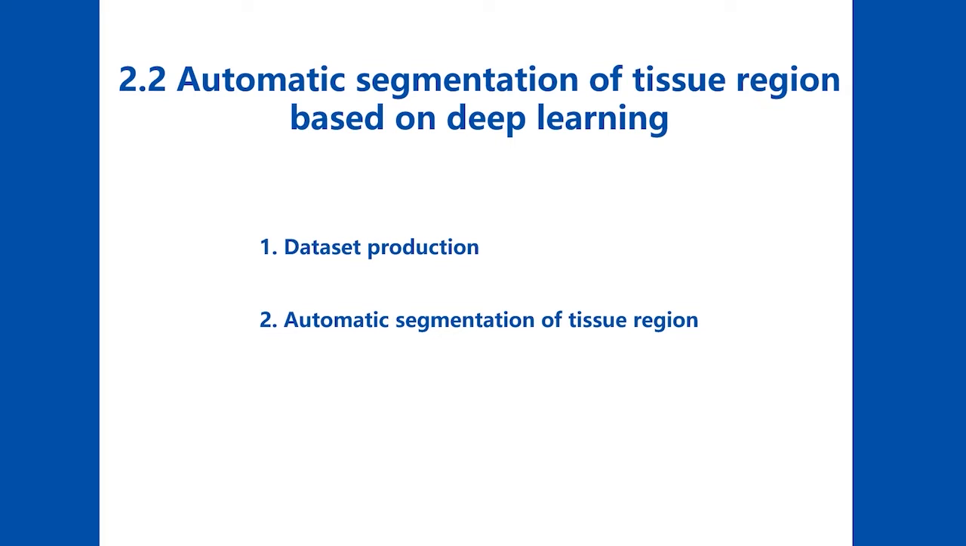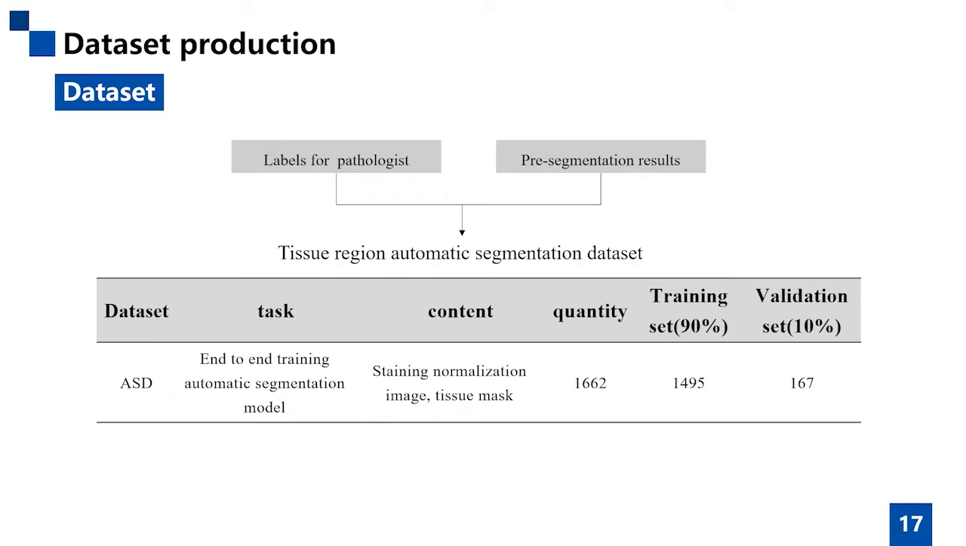Automatic segmentation includes dataset labeling and the automatic segmentation of pathological image tissue region. The automatic segmentation dataset is constructed based on the pre-segmentation results. The dataset consists of 1,662 staining normalized images and the corresponding tissue masks.